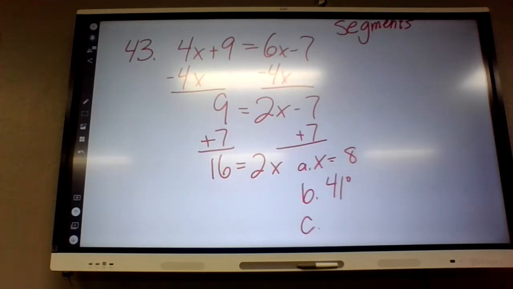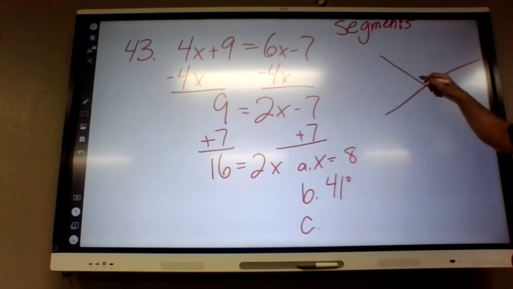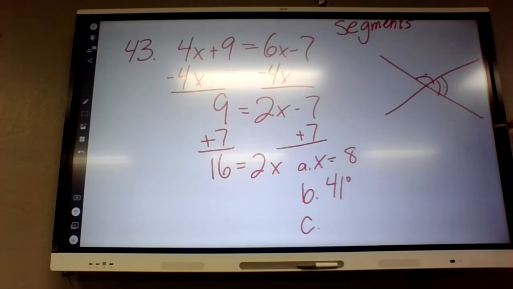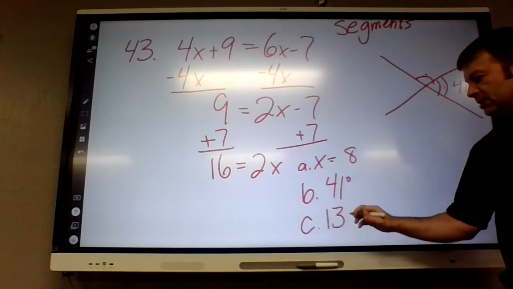On C, if you look at angle FKG in the picture, which angle is that? That's the top one. And what do we know about the top angle and this angle right here? They make 180. They make a straight line. Remember what the book called them? Linear pair. Always adds up to 180. That's the linear pair theorem. So what do we need to do? 180 minus 41 is 139.